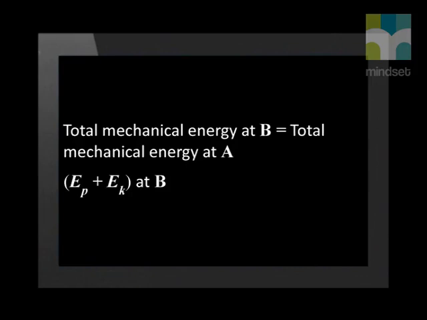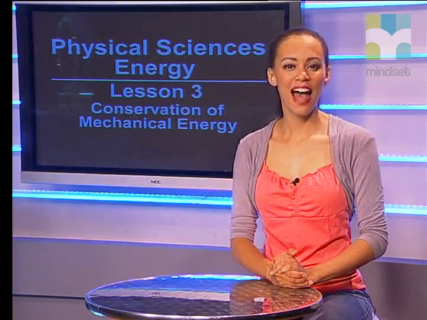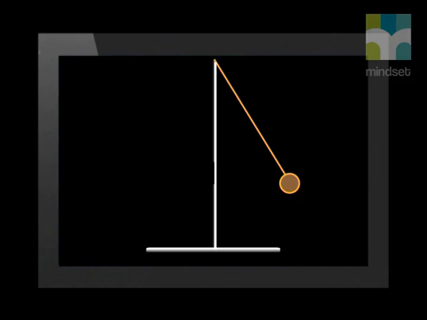So the total mechanical energy at B is the potential energy at B plus the kinetic energy at B. This is equal to the total mechanical energy at A, which is the sum of the gravitational potential energy at A plus the kinetic energy at A. We substitute in the formulae that we know for gravitational potential energy and kinetic energy, which leaves us this expression. We will substitute the values that Keke used, except we will use the gravitational acceleration as 9,8 meters per second squared. The mass of the bob is 50 grams.